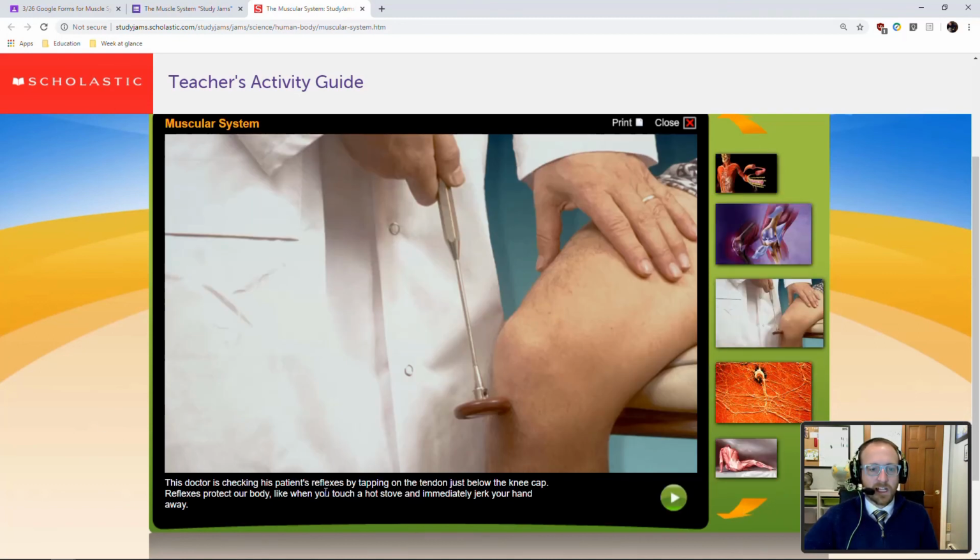The doctor's checking this patient's reflexes by tapping on the tendon. So there's a tendon right here, just below the kneecap. Reflexes protect our body, like when you touch a hot stove and immediately jerk your hand back away. Okay? So reflexes allow me to move really quickly without having to think, oh, this is hot, it might hurt my hand, I should move it away. Reflexes is just your body going, nope, not doing that.